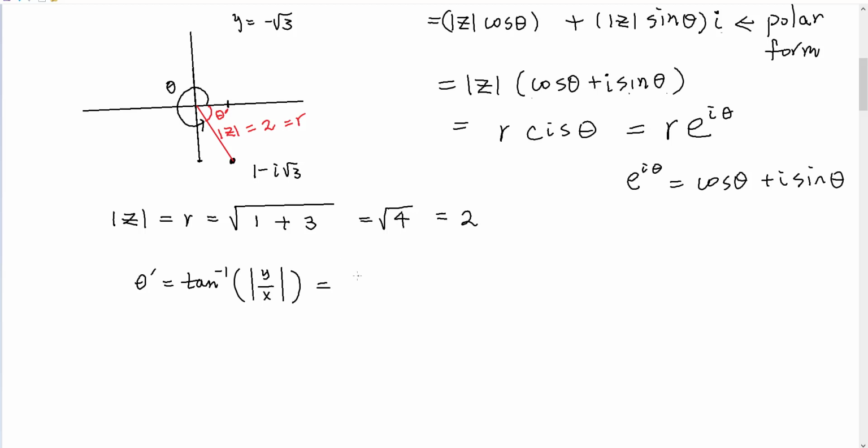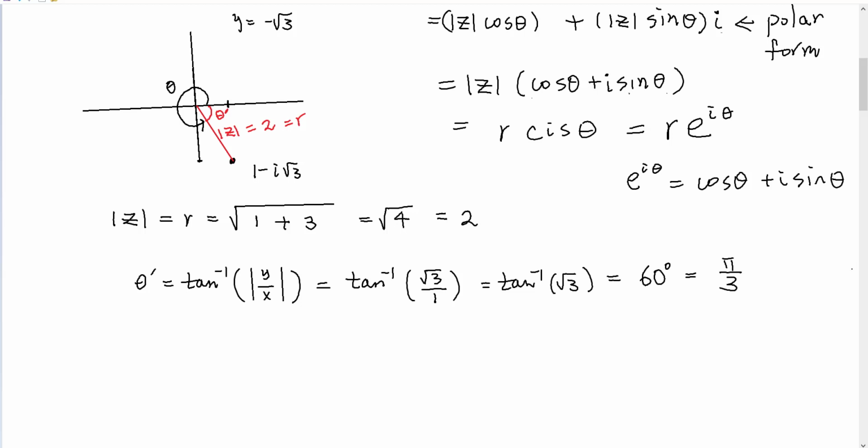So a reference angle is always positive acute. And y is square root of 3. Absolute value means I ignore the negative sign. So tangent inverse of square root of 3. Tangent inverse of square root of 3 is 60 degrees or pi over 3 radians. So it's the same. Now that's the reference angle.